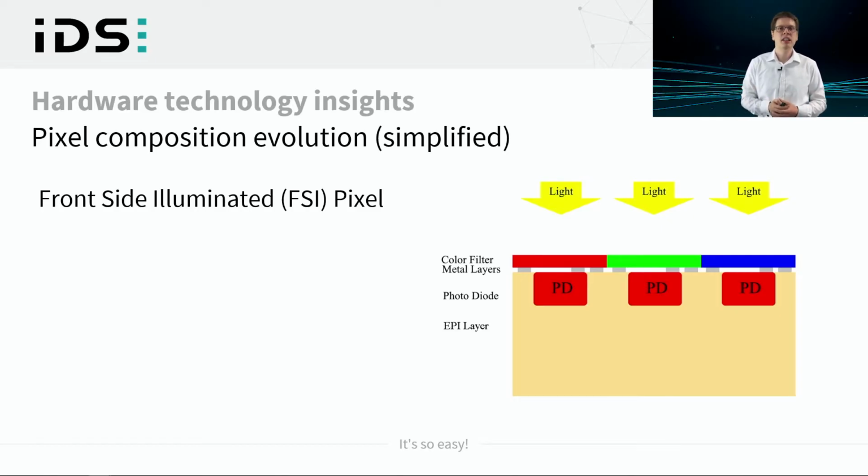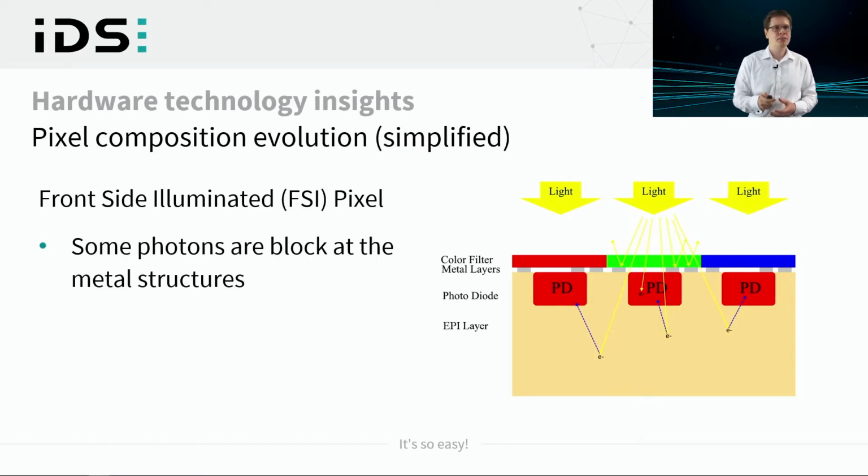The incident light comes from the top at different angles. Looking closer to possible photon paths, there are a lot of photons blocked by the metal layers. Also, some of the light is passing through the filter, but will be caught by the wrong photodiode, dedicated to the red or blue color.